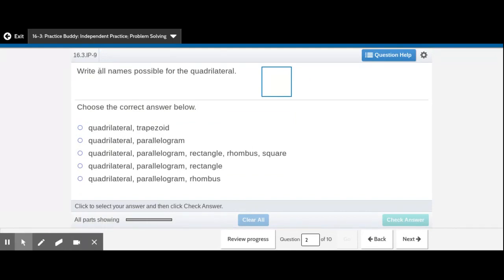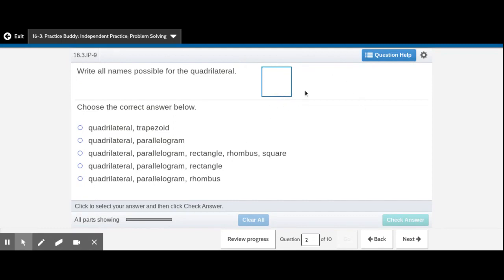Okay, now for this one, it says write all the names possible for the quadrilateral. Obviously, this is a square. A square can be a whole bunch of things because it is a very versatile shape. So the left and the right sides are parallel to each other, meaning that they won't ever touch, just like the top and the bottom lines are parallel to each other, meaning that they will never touch.